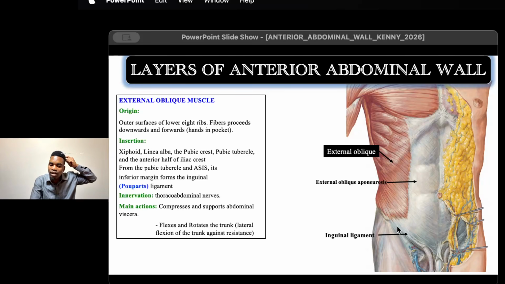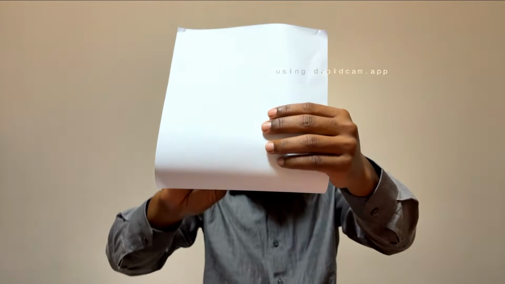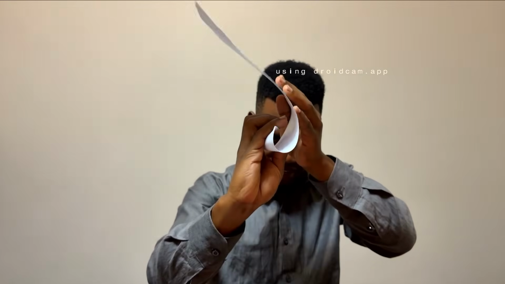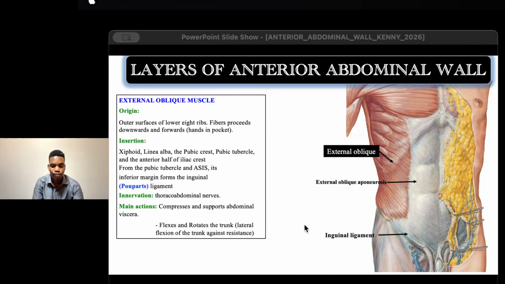Here, the external oblique abdominis, as it winds downside, let me show you. So it comes in this direction, and then as it approaches the lower part, it winds up posterior, and then it creates like a canal here. So it forms a part. The inferior margin of the external oblique abdominis is forming a part of the inguinal ligament. You're going to see how.